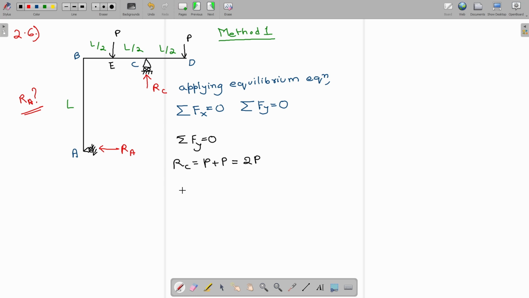And summation of Fx is equal to 0. That is Ra, the horizontal reaction. The horizontal reaction is 0 because only Ra is acting here. There is no other horizontal force. Therefore, Ra is equal to 0. This is our required answer of method 1.